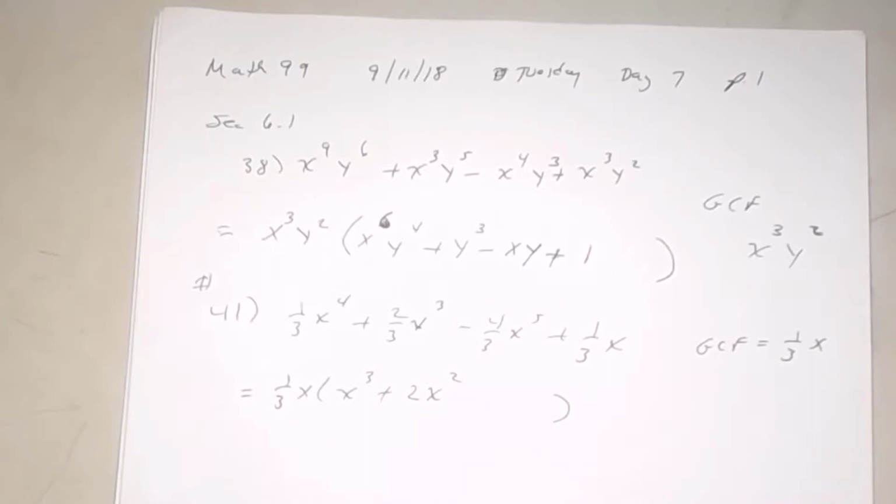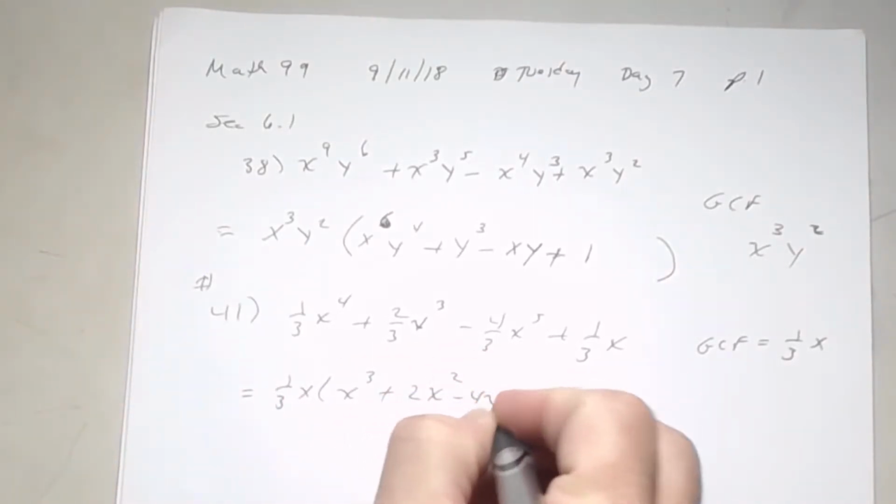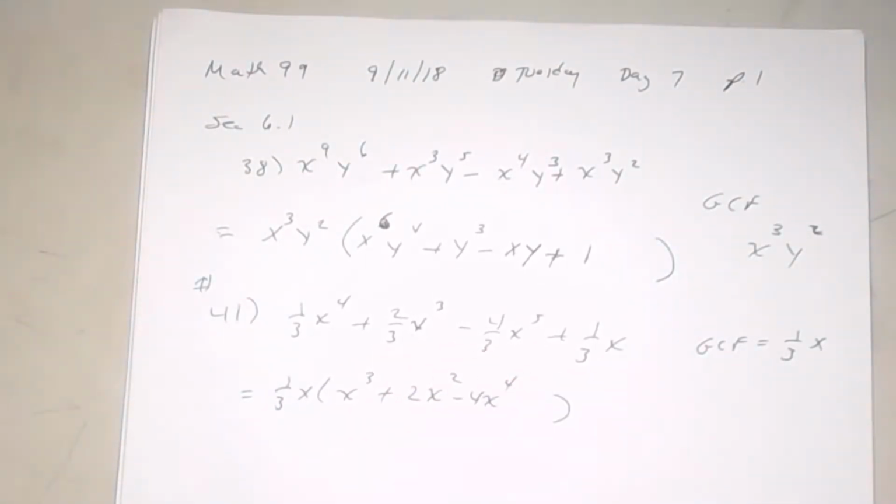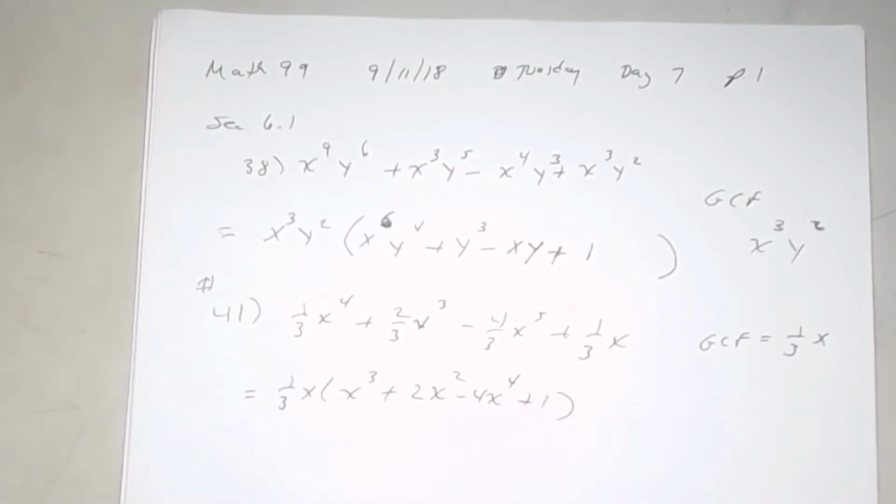All right. And then 1/3 x times what is a negative 4/3 x to the 5th? Negative 4x to the 4th. Yes, that's correct. Y'all agree? Yeah. And then finally, 1/3 x times what is 1/3 x? 1. Plus 1. And there's your answer. That's all you do.